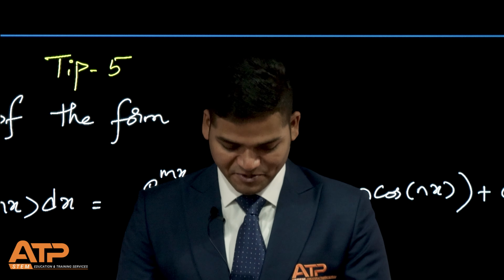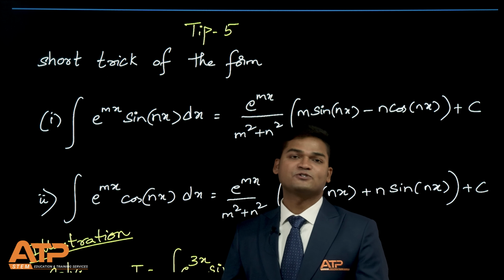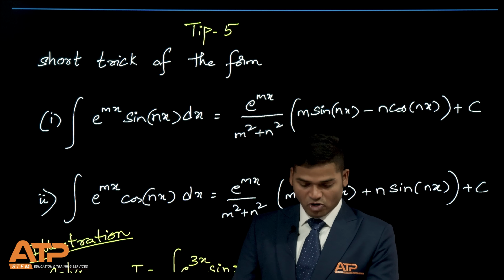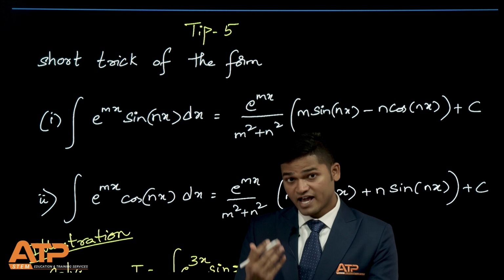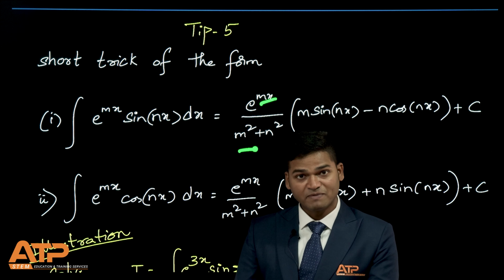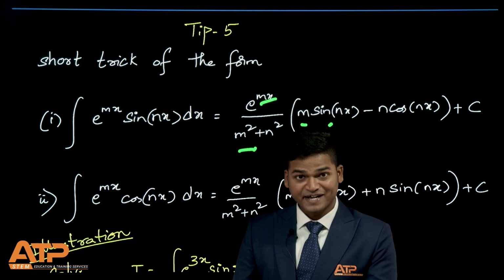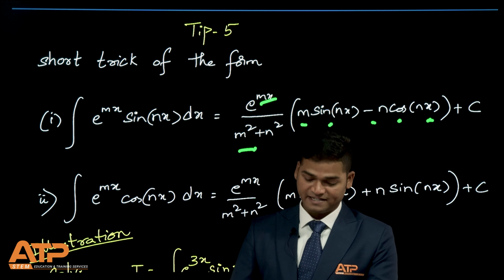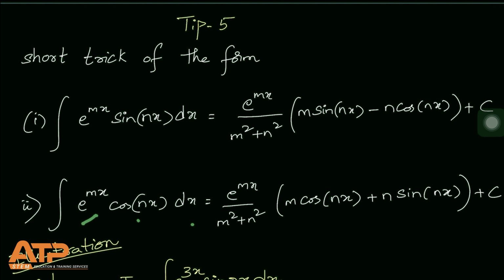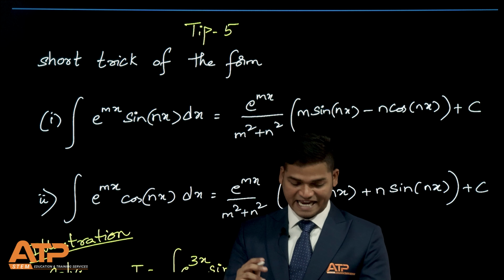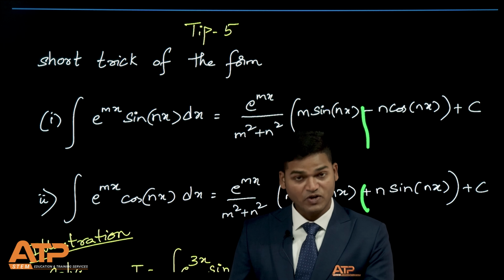Let's go to tip number 5. We're going to use this when you see particular forms. The short trick for the form integration e power mx sine nx dx: the result you can directly write as e power mx divided by m square plus n square into m sine nx minus n cos nx plus c. Next, integration e power mx into cos nx dx. This will become e power mx divided by m square plus n square into m cos nx plus n sine nx plus c. When cos is there, plus is in between, and when sine is there, minus is in between. This way you can remember.